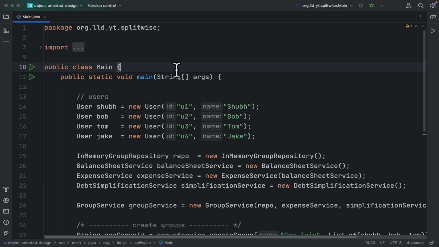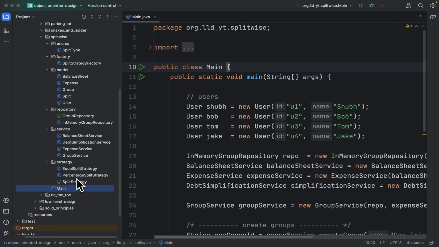So now let's check out the code. These are the classes which I have created. Let's see all of them one by one. Let's start with the enums.